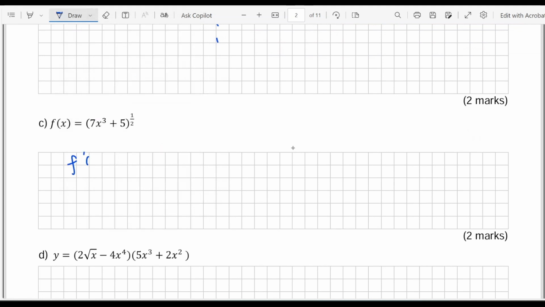Here we've got to use the chain rule. So you've got a half 7x cubed plus 5. The new power is 1 less, so that's minus a half. We're going to times it by the baby, so that is 21x squared.